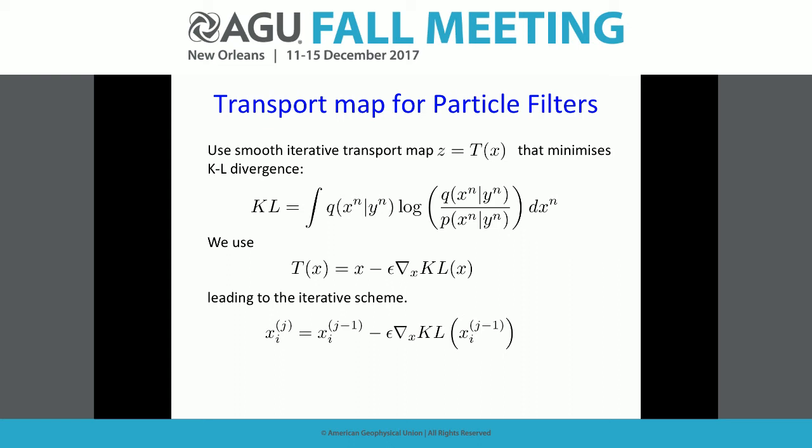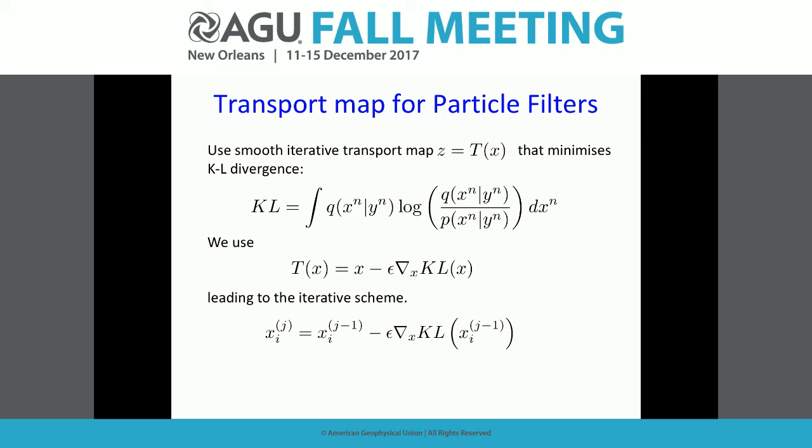And so we want to have a smooth transformation from prior to posterior. And what we use here is the Kullback-Leibler divergence. That's the thing we're going to minimize. And so we can write down a smooth transition map. The map has to be smooth. And one way to do that is to make the map iteratively and just take small steps.